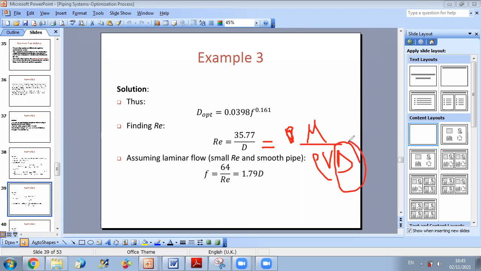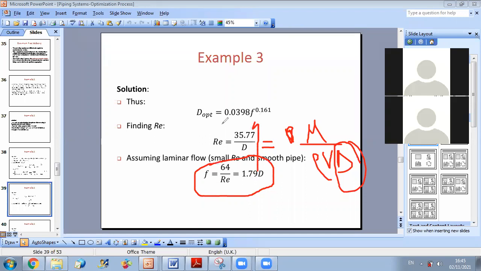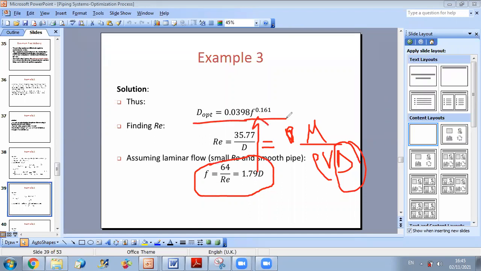Okay, so if I substitute the Reynolds number by its expression as a function of D, then I get that the friction factor, 64 over Reynolds, is equal to 1.75 D. So now I have F as a function of D. So now I can substitute in the equation of the optimal diameter, because my purpose is to get D. If I replace F by its function of D, I get the values of D optimal.